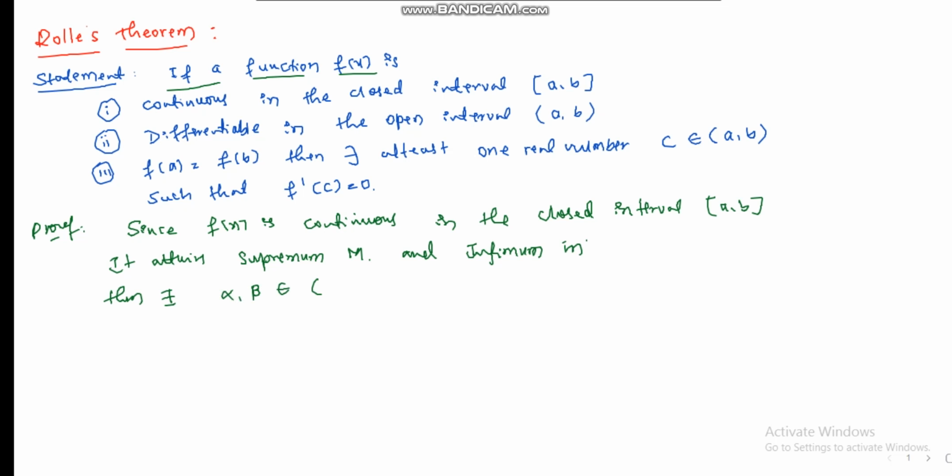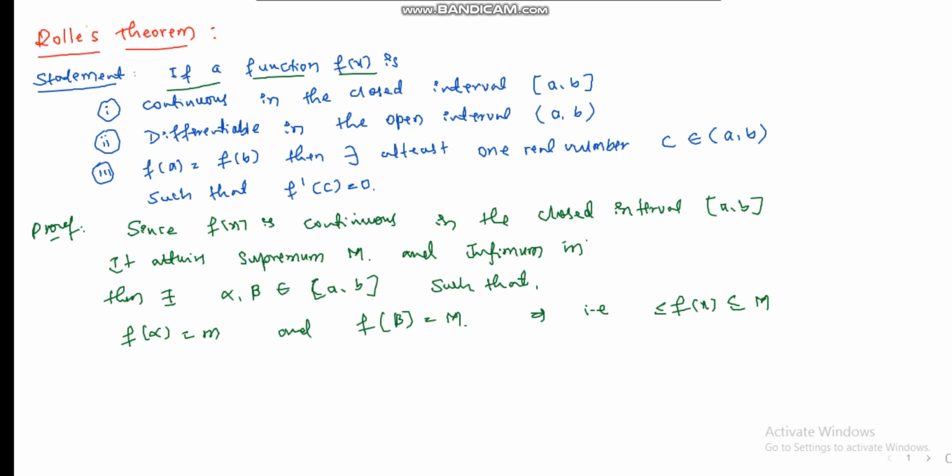belonging to the closed interval [a, b]. Yes, alpha and beta, these two belong to the closed interval [a, b], such that f(alpha) is equal to small m and f(beta) is equal to capital M. This implies that f(x) is less than or equal to the supremum and greater than or equal to the infimum. It means m is less than or equal to f(x) is less than or equal to capital M.